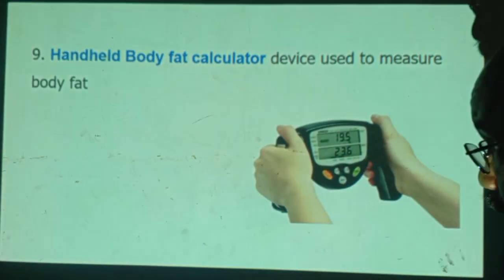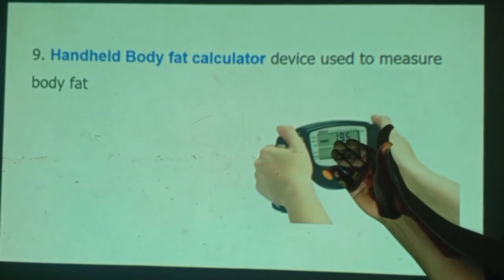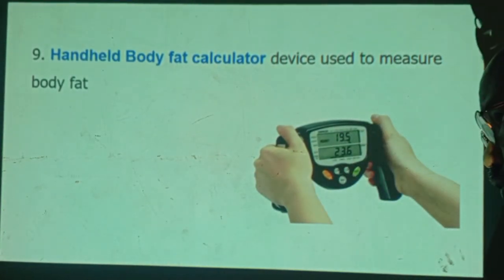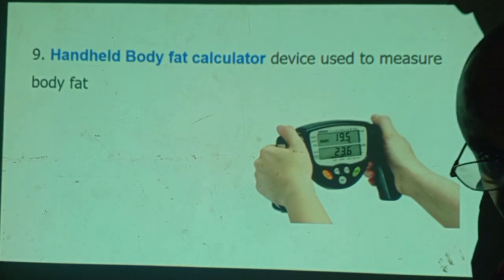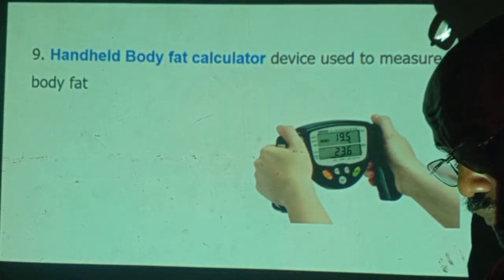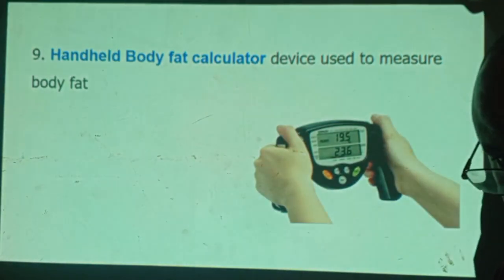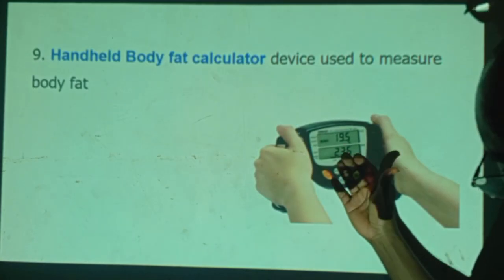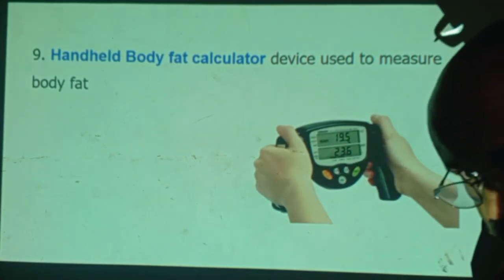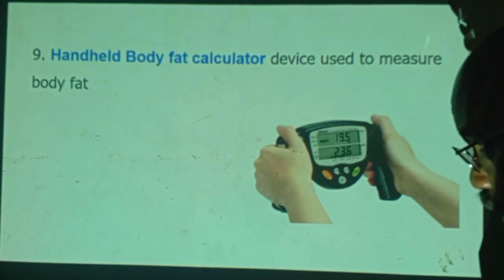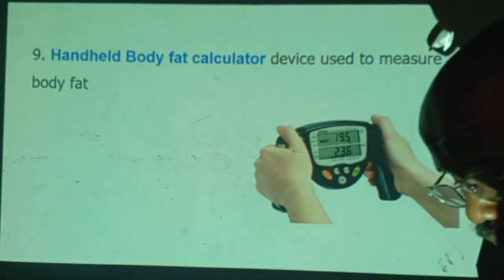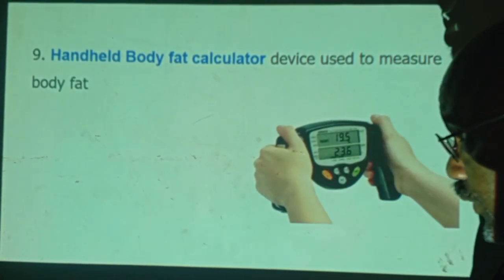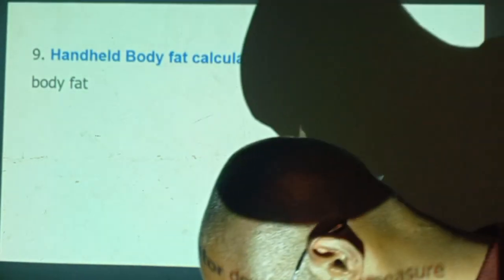The other is the handheld body fat calculator. This instrument can calculate; you hold it like this. It calculates the amount of fat in your body, especially if obesity is a problem. This is a good instrument to tell you, just like a glucometer, the amount of fat in your body. Fat is not good. It is a risk factor for cardiovascular problems, problems of the heart, problems of blood pressure, whatever it is. Therefore, the handheld body fat calculator as a device is very important.